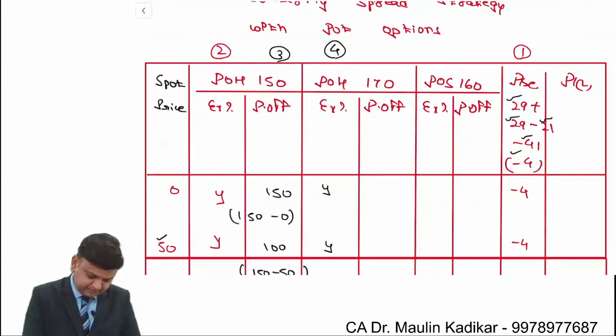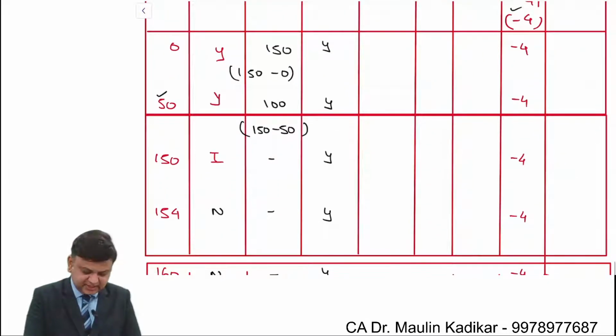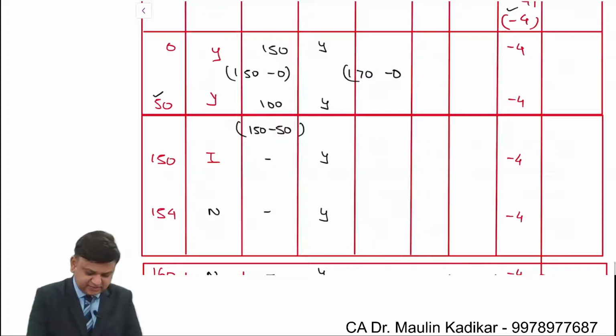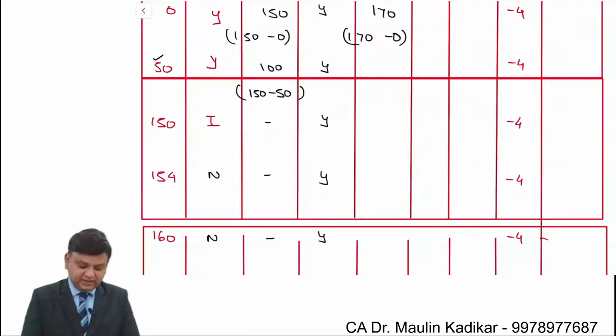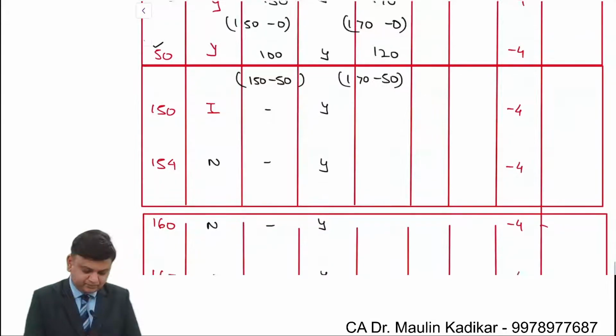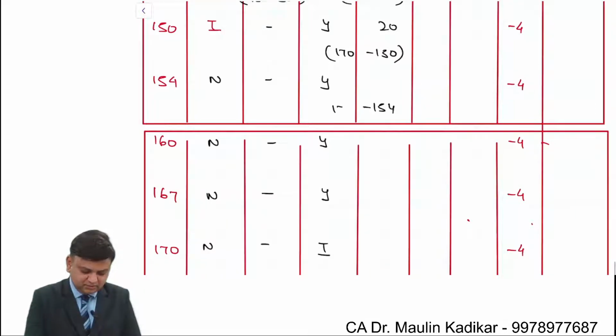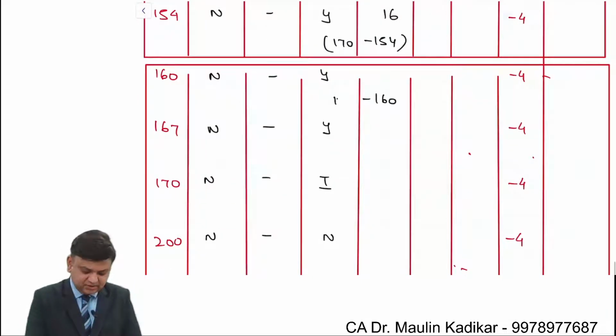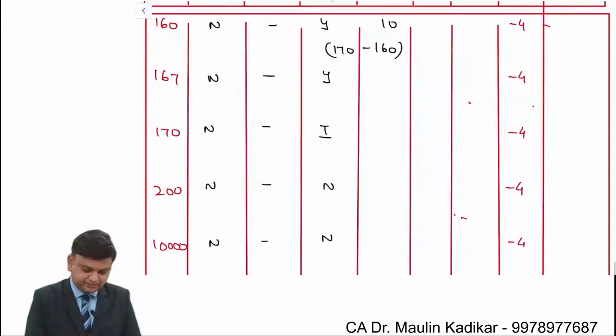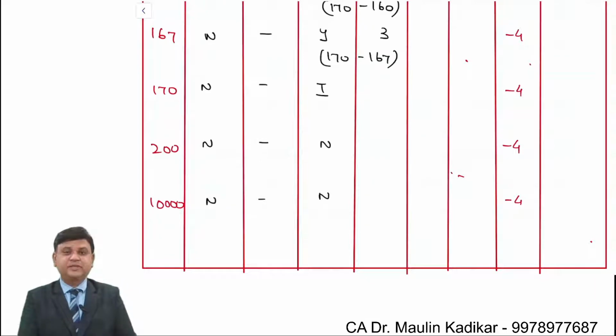Then the amount of the payoff. When you exercise, you purchase the underlying asset for 0 and you sell it for 170. When the price is 50, you purchase the security for 50 and you sell it for 170. You purchase the security for 150 and you sell it at 170. You purchase the security at 154 and you sell it at 170. You purchase the security at 160 to be sold at 170. You purchase the security for 167 to sell it at 170. When the price is 170 or more, in that case the put option does not have a value.